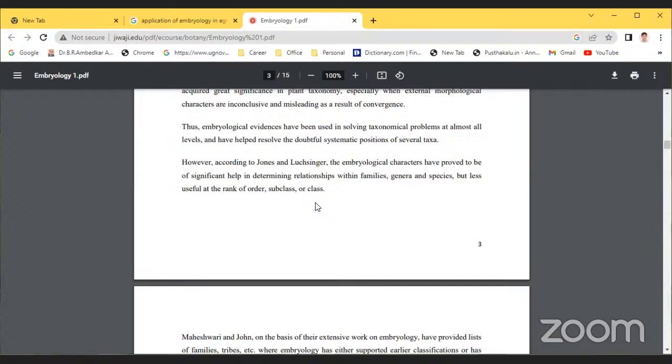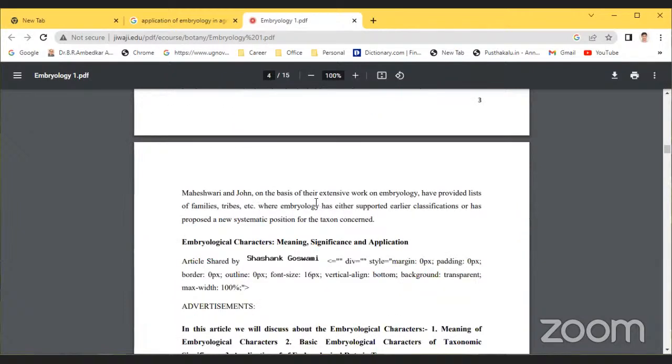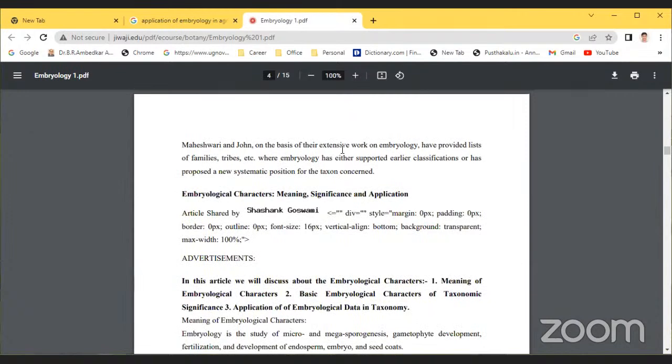So these studies are significant in determining relationships within the families, genera and species, but for the rank of order, subclass and class, embryological approaches are of very little use in taxonomic studies. Maheshwari and John, on the basis of their extensive work on embryology, have provided a list of families and tribes where embryology has either supported the earlier classification or proposed a new systematic position for the taxon concerned.